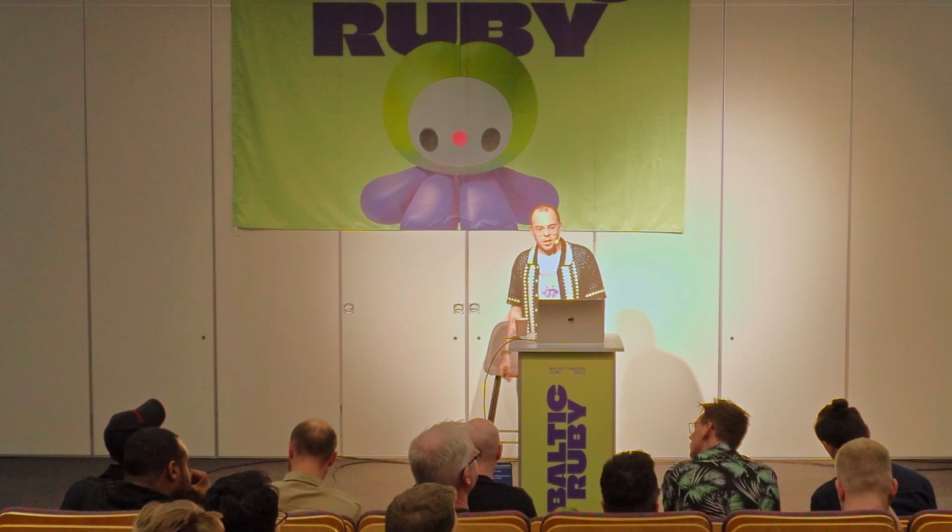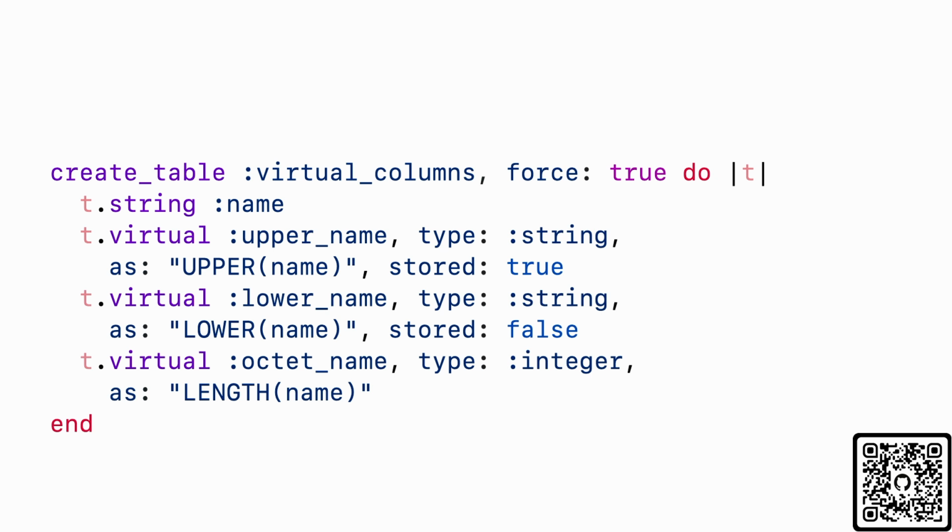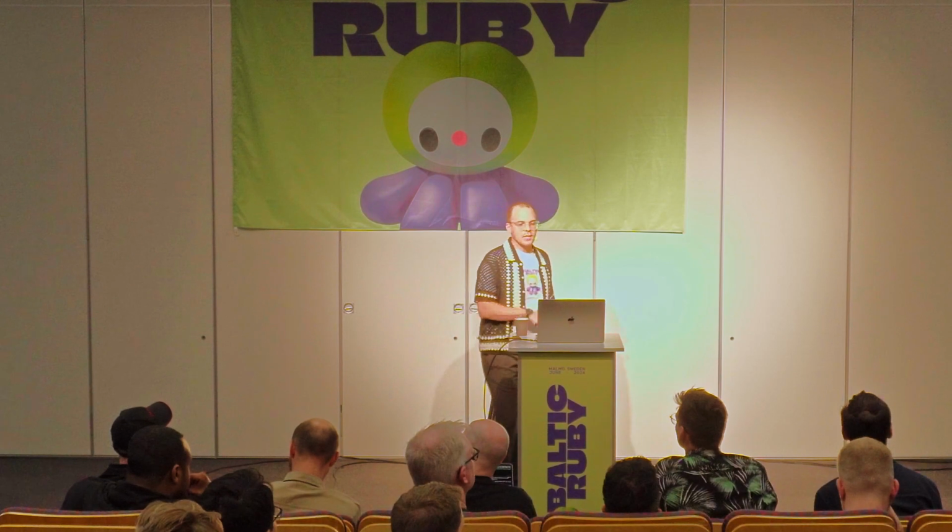You can also do virtual columns. I remember when this came out for Postgres, I was like, oh, that's so cool. I wish SQLite had that. I went and looked at the SQLite docs. They've had it for 15 years. I'm like, what? Yeah, nobody just cared enough to add it to the Active Record adapter. I added that.